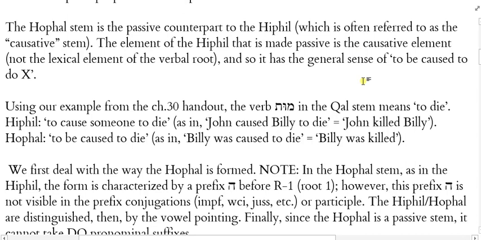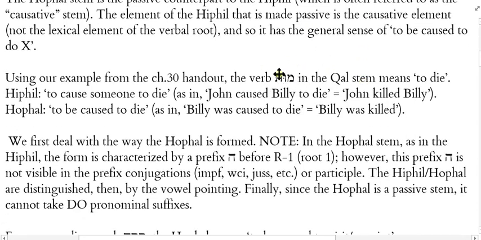So here we'll use moot, which was a verb that I introduced to you just for the purposes of illustration in the last handout. In the Qal stem, moot means to die. All right? In the Hiphil, to cause someone to die. So if John is the subject of the Hiphil verb moot, John caused Billy to die, and that means John killed Billy. And in the Hophal, it's to be caused to die, as in Billy was caused to die because John killed him. Okay? So Billy was caused to die, which means Billy was killed. All right? So I can take the direct object of a Hiphil verb and make it the passive subject of a Hophal form of that verb. All right?